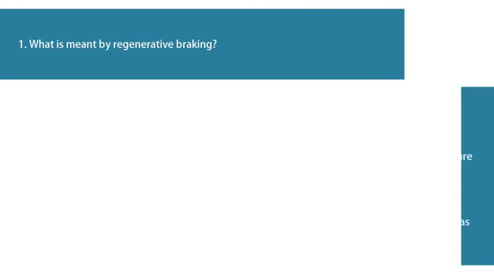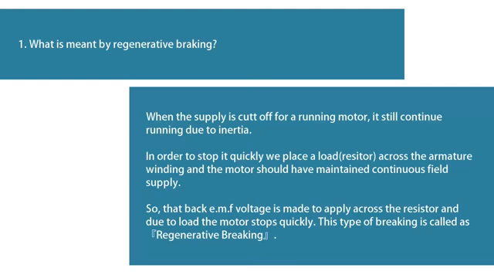When the supply is cut off for a running motor, it still continues running due to inertia. In order to stop it quickly, we place a load resistor across the armature winding, and the motor should have maintained continuous field supply. So that back EMF voltage is made to apply across the resistor, and due to load the motor stops quickly. This type of braking is called regenerative braking.